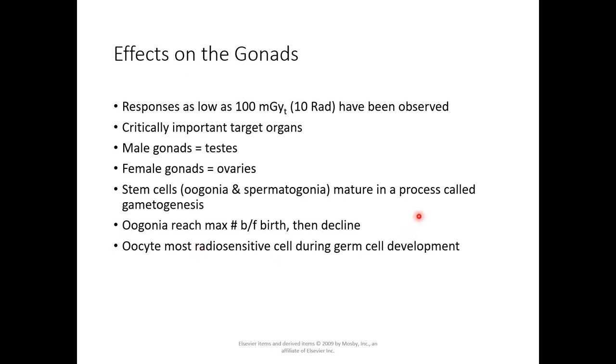What is different between males and females is that females are born with all the oogonia that they're going to ever have. We're not going to be able to reproduce them. And our oocytes are the most radiosensitive cells during germ cell development. So for females, oocytes, most radiosensitive.